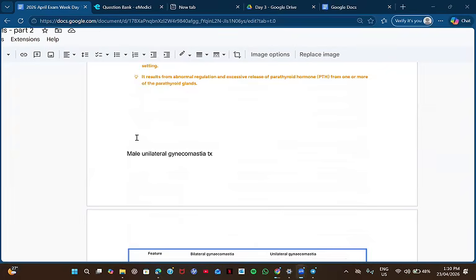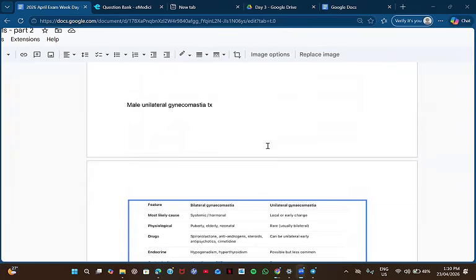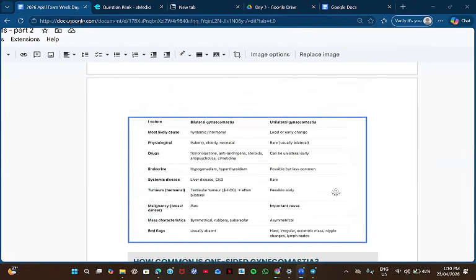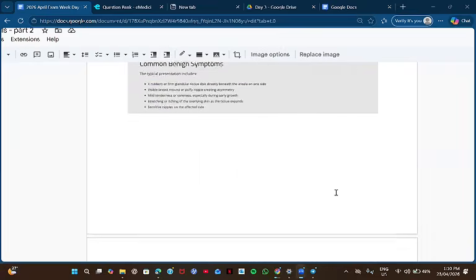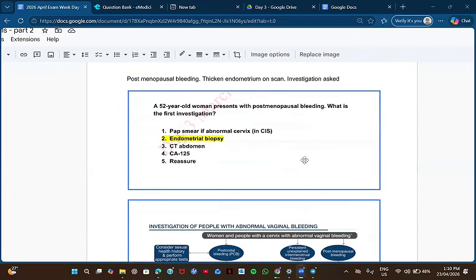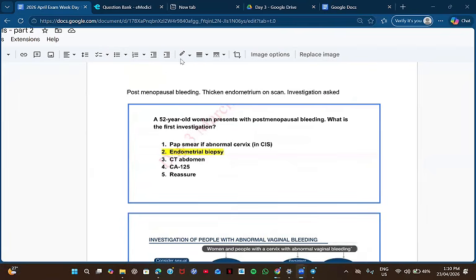For just now, you have to identify how unilateral and bilateral gynecomastia are separated, what the most common causes are, and what the diagnostic algorithm is as well. I hope everything is clear. Don't worry, these questions are repeated in the next days. Then you will get the proper scenario, and we will discuss properly how to approach that case.